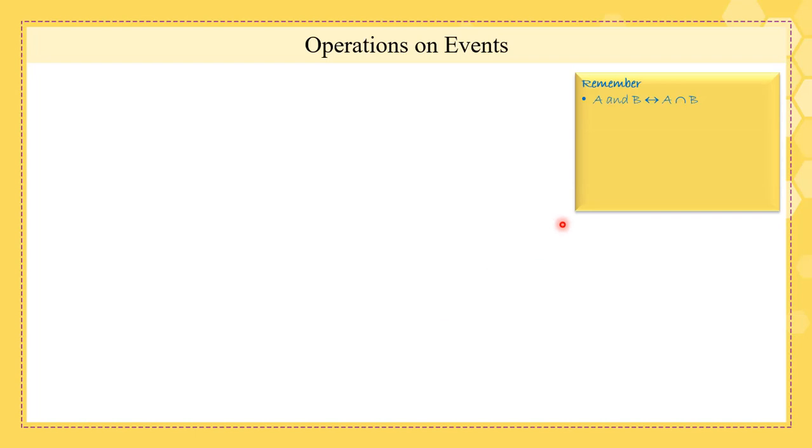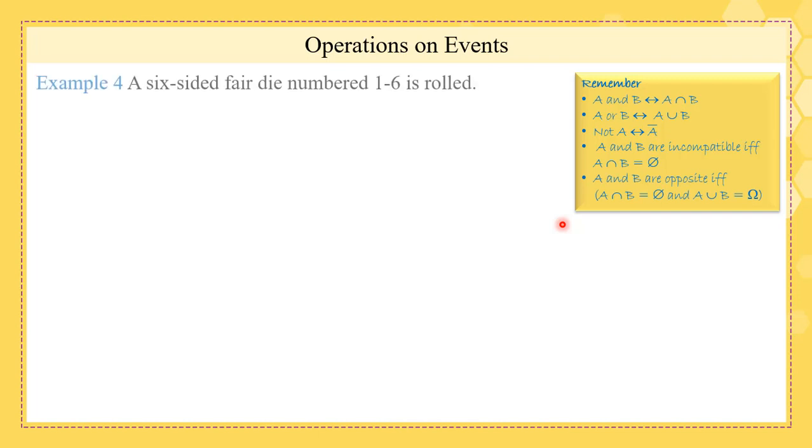So this is the list. And means intersection, or means union, not means bar, incompatible if the intersection is phi, and opposite if the intersection is phi and the union is omega.